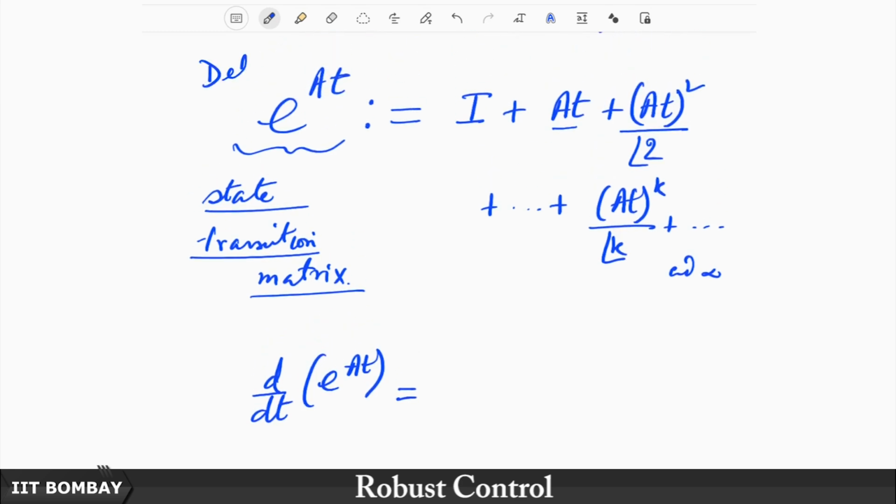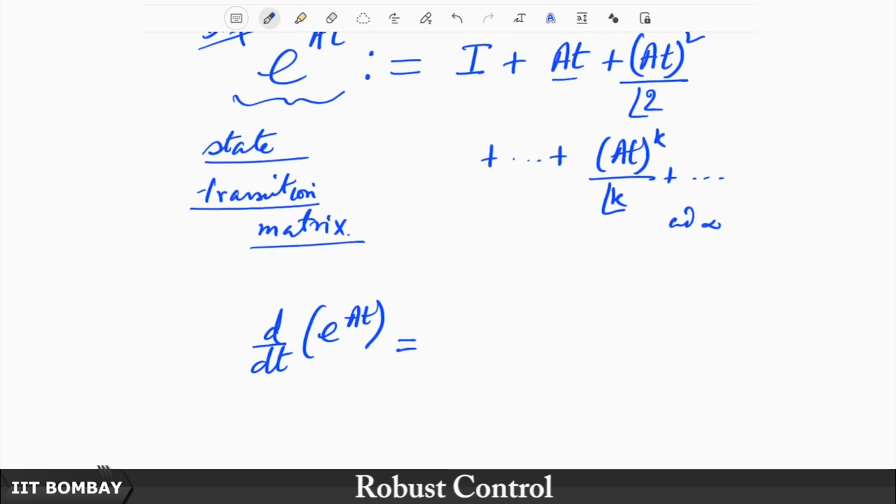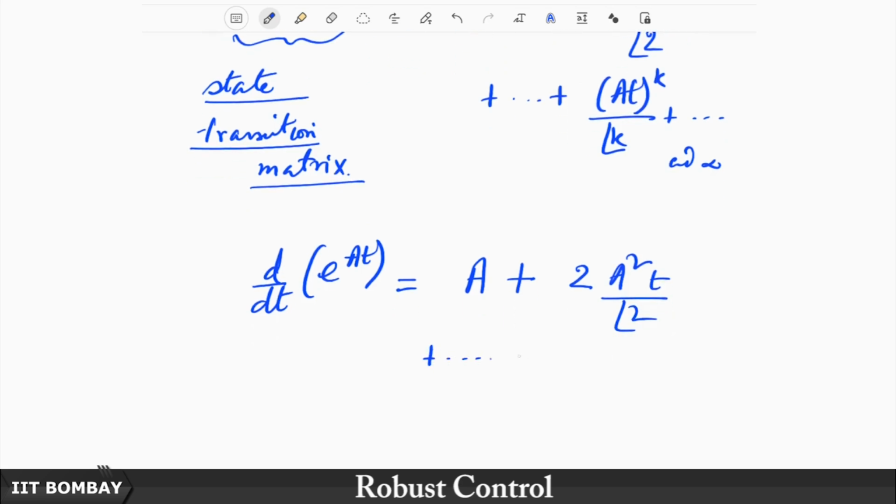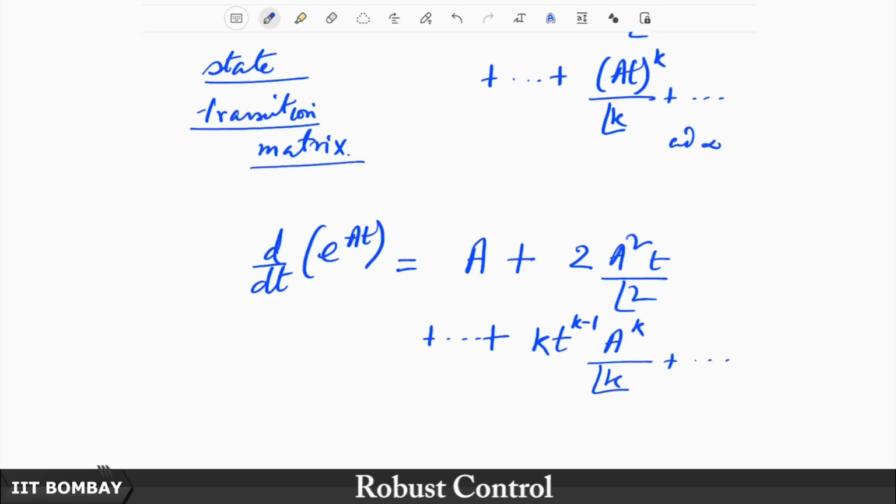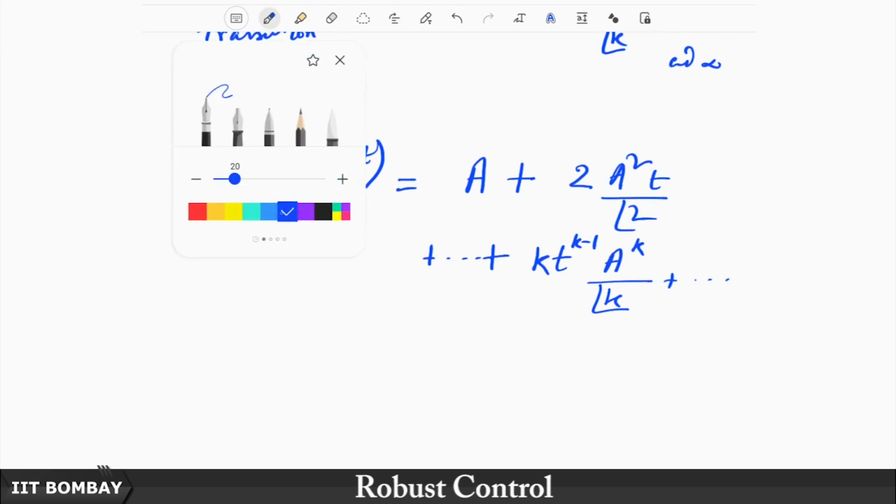So, remember I have just marked it out. So, this is a definition. So, it follows from this definition that if you differentiate this, what you will end up getting is A plus 2A squared t by factorial 2 plus dot dot dot. You can take the kth term, you will see k t to the power k minus 1 A to the k by factorial k plus dot dot dot. So, you take this typical term and you see what it looks like.